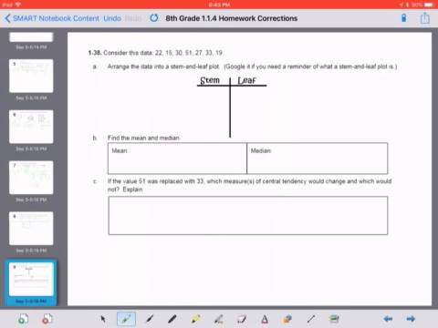And every single person forgot to make a key. So you want to make sure to let people know that your data in your stem and leaf plot is whole numbers, decimals, whatever it is that you're plotting.